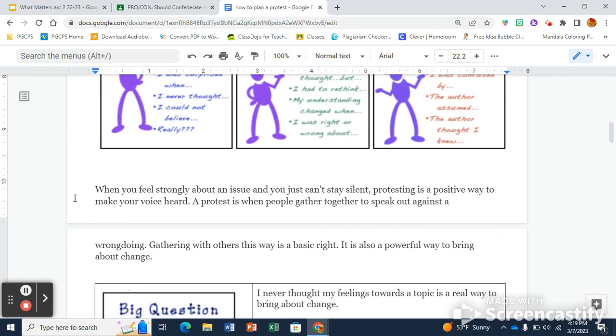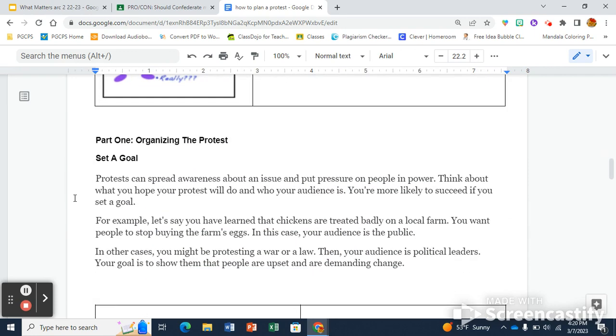When you feel strongly about an issue and you just can't stay silent, protesting is a positive way to make your voice heard. A protest is when people gather together to speak out against a wrongdoing. Gathering with others this way is a basic right. It is also a powerful way to bring about change.